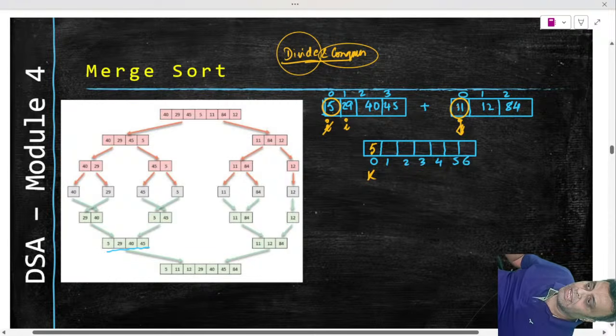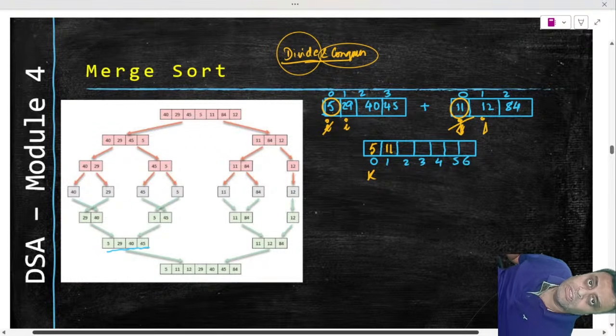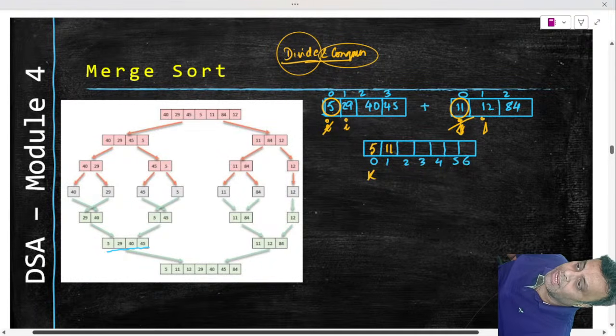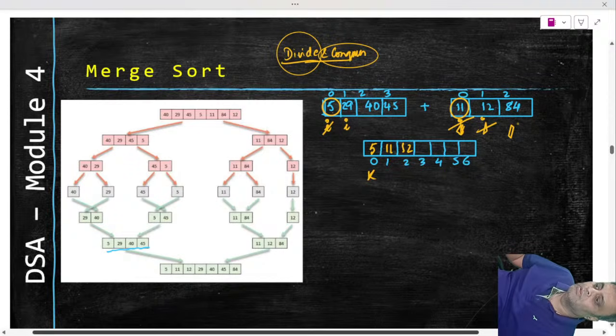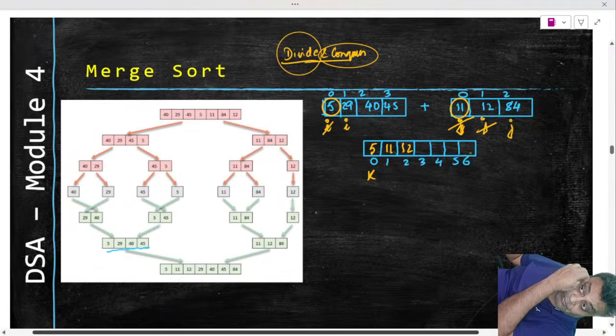So 29 and 11, which is smaller? 11 is smaller. So we will take j. Because this j was taken, I can now move j forward. But i cannot be moved forward because i was not taken. Now i has 29 and j has 12. 12 is lesser than 29, so 12 will go here, and j will move forward again.